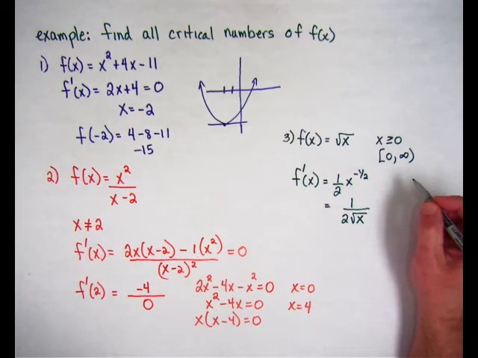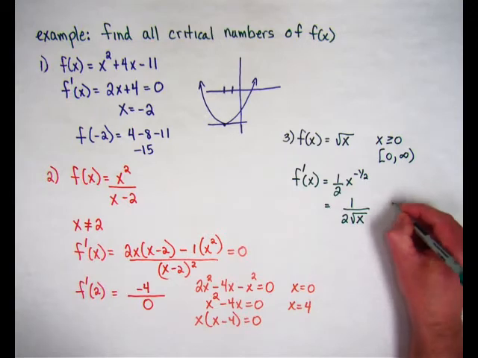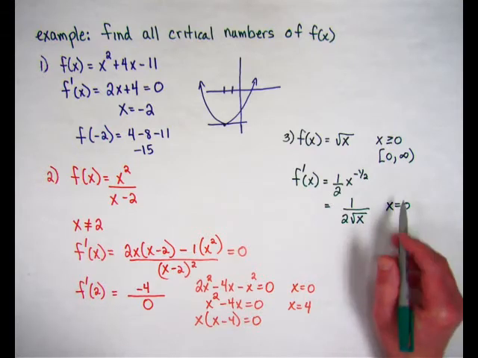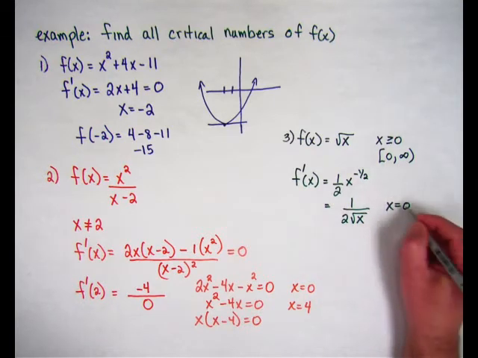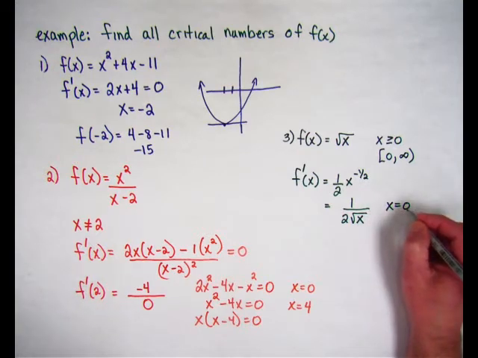Now, the critical number can occur at one of two places, either where the derivative does not exist or where the derivative is 0. A derivative will not exist if you divide by 0. Notice that if we actually plug x equals 0 into this function, the derivative will not exist. Yet 0 is part of the domain. So x equals 0 would be a critical number. It means that at that point, the tangent doesn't exist.